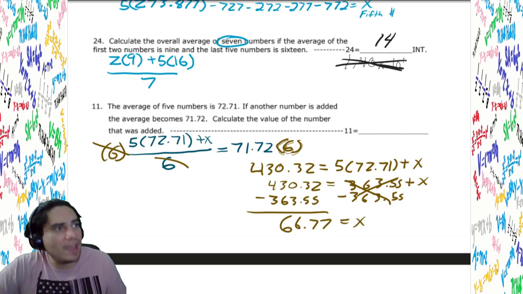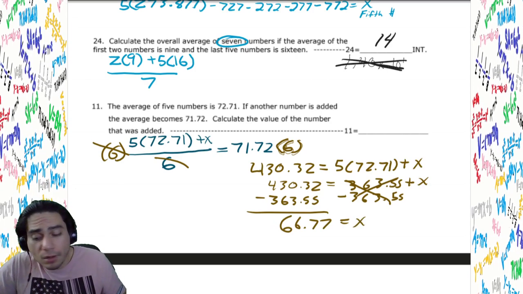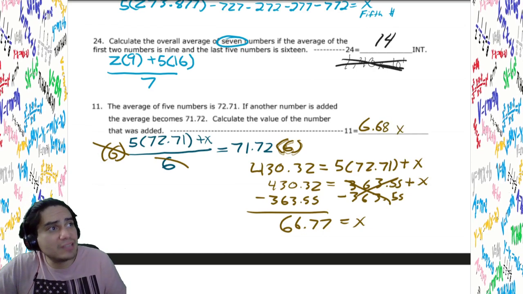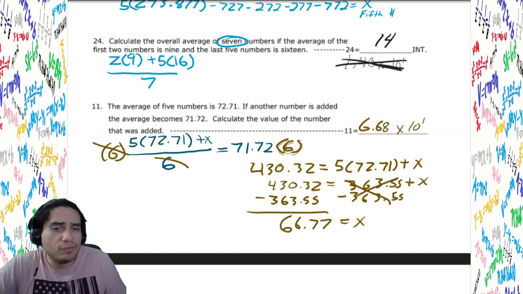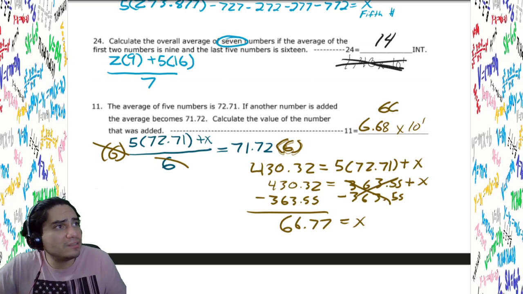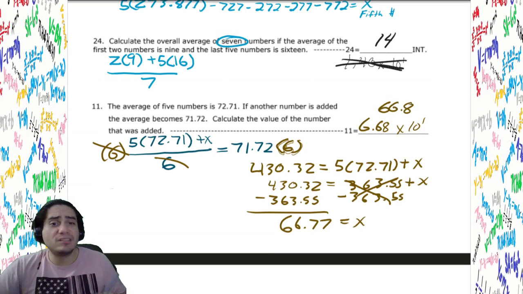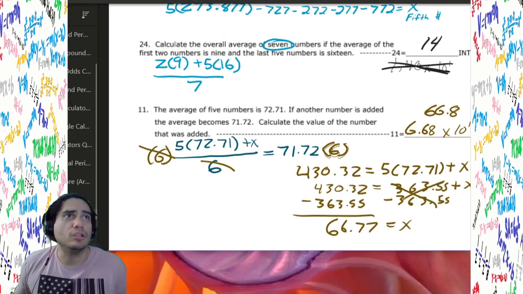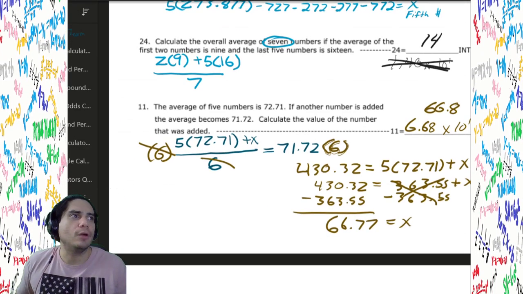I get 66.77 equals X. But you better not write that down. You're going to go ahead and write 6.68 times 10 to the first. If you want, you can write 66.8. You write 66.77, wrong format. It will not be counted, okay? It will not be counted, ladies and gentlemen.